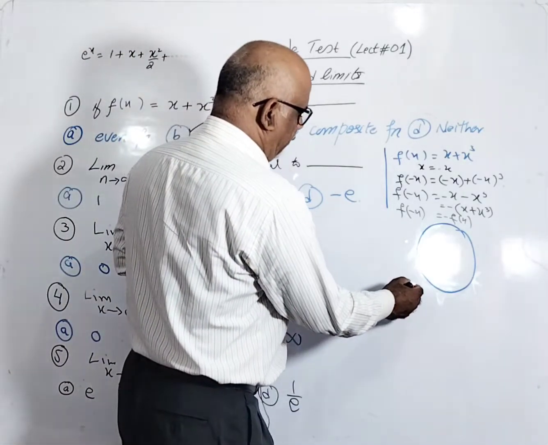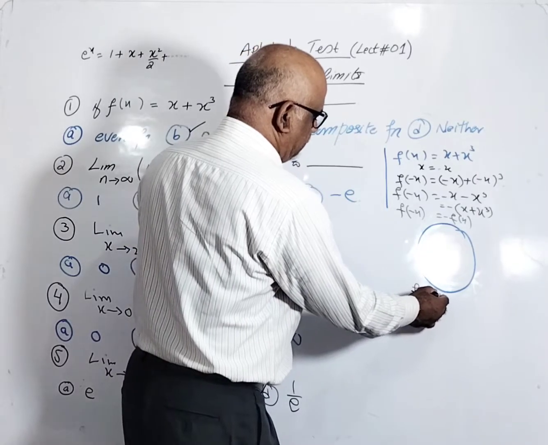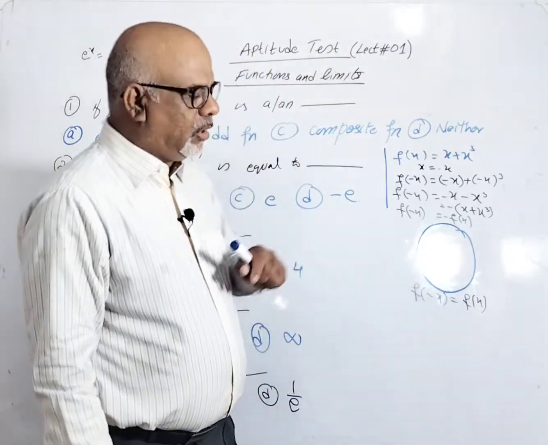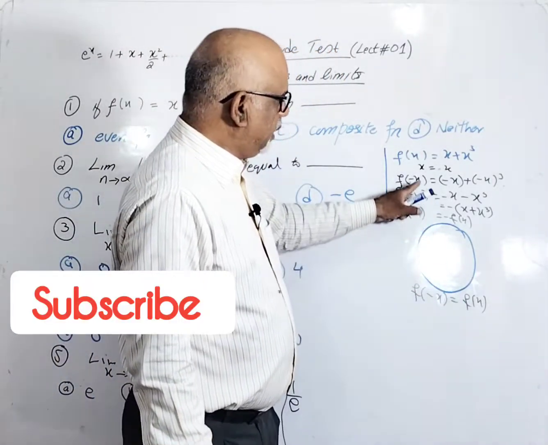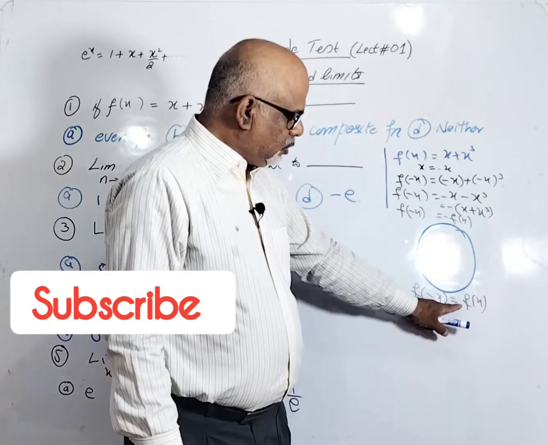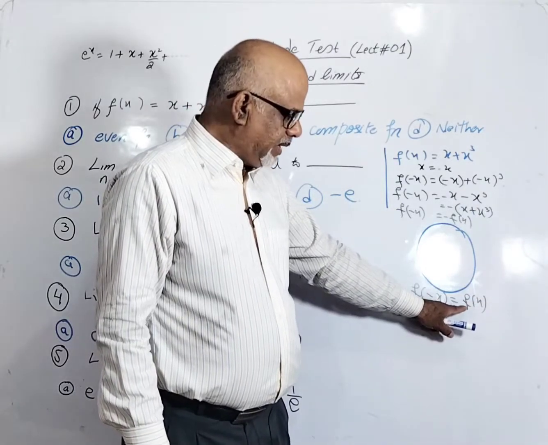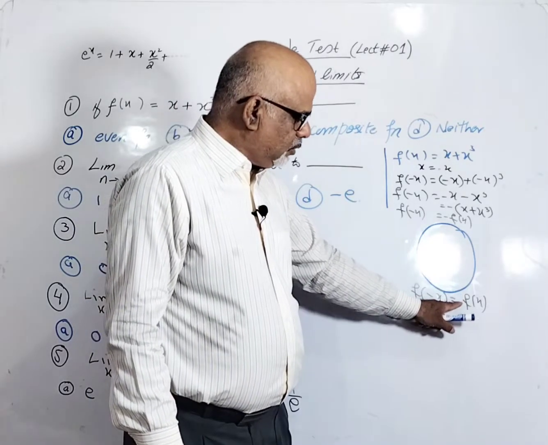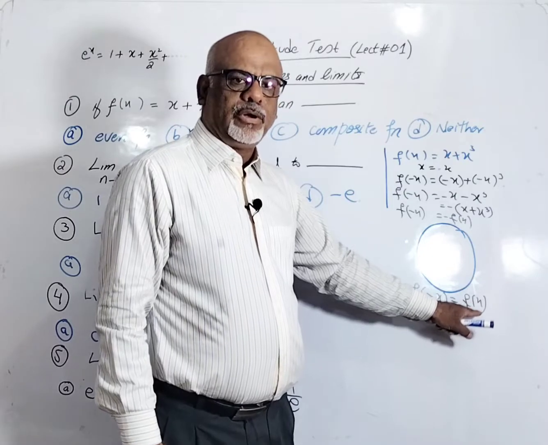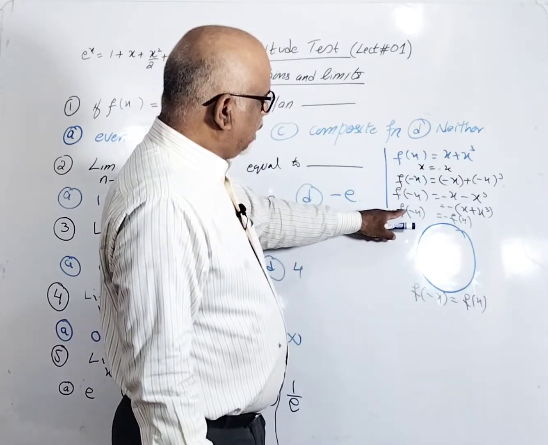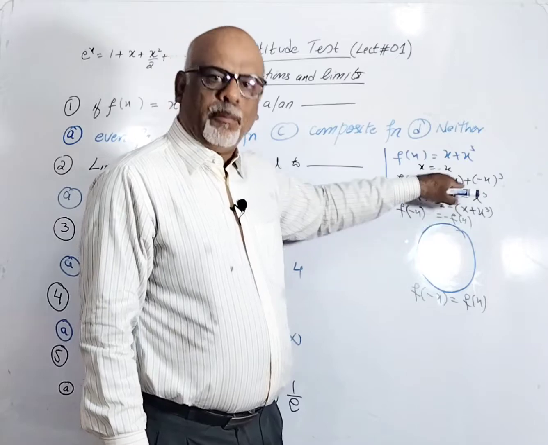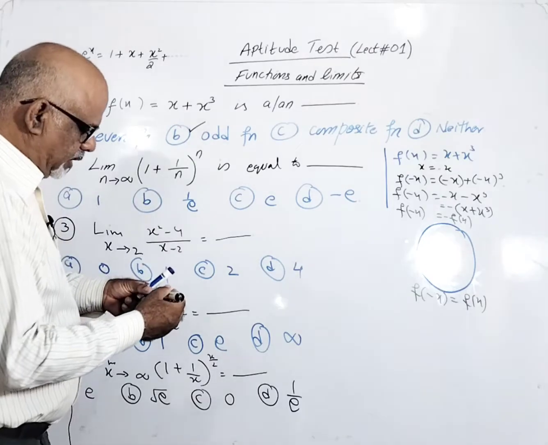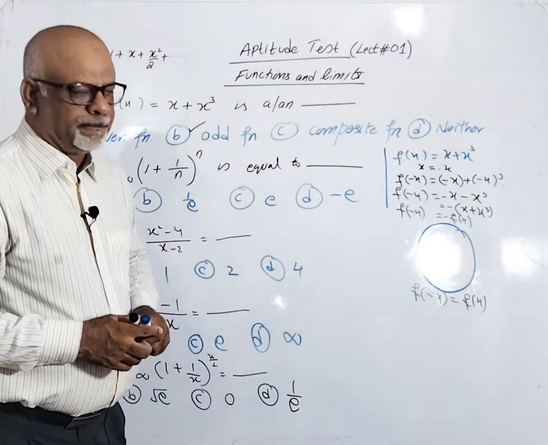That means if f of minus x is equal to f of x, then it is called an even function. When we replace x by minus x and there is no change in the function, it remains the same, that means f of minus x is equal to f of x, so that function is called an even function. Here f of minus x is equal to minus f of x, so it is an odd function. So the B option is correct for the first MCQ.